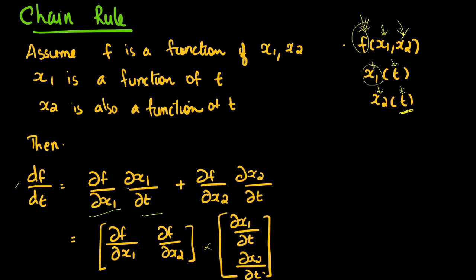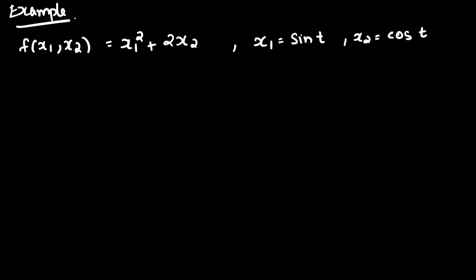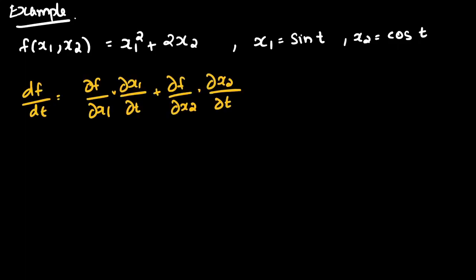This matrix representation is also important. So for example, we have a function like this. Then df by dt is dou f by dou x1 into dou x1 by dou t plus dou f by dou x2 into dou x2 by dou t. So we have to find out each term. We have four terms over here.